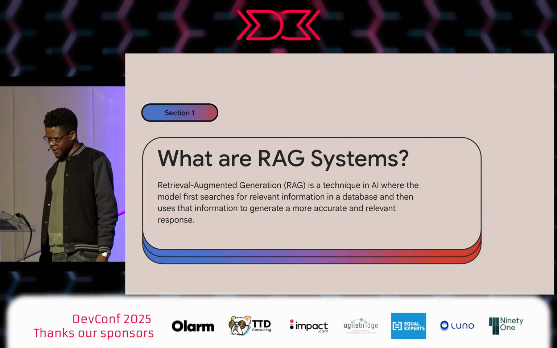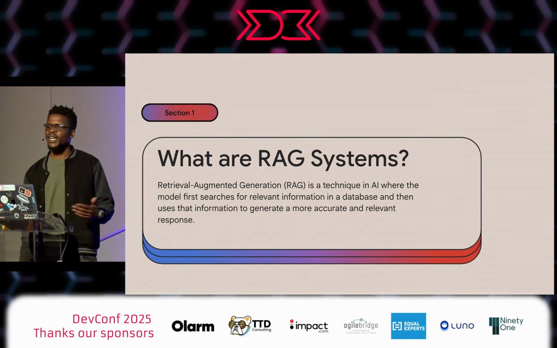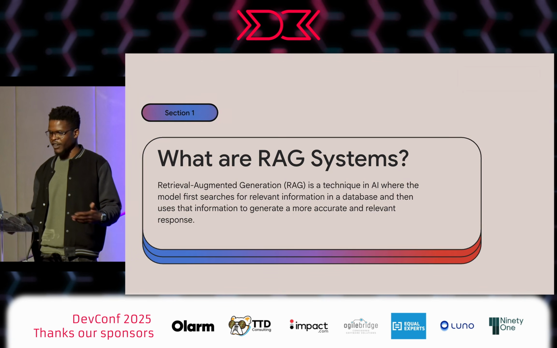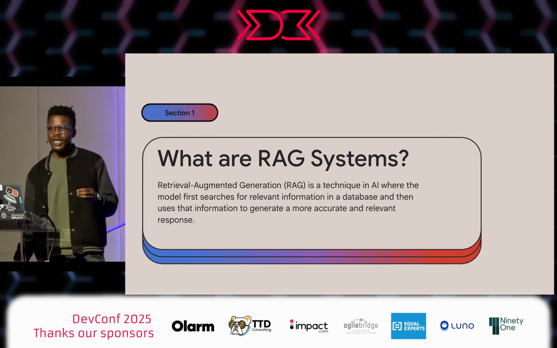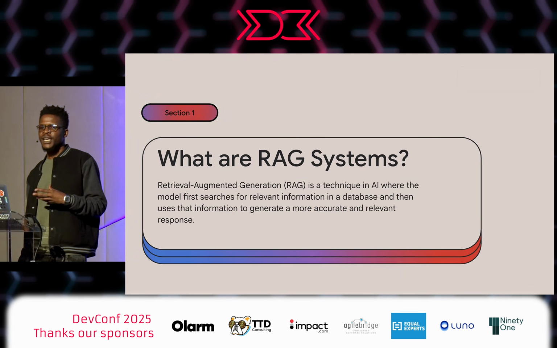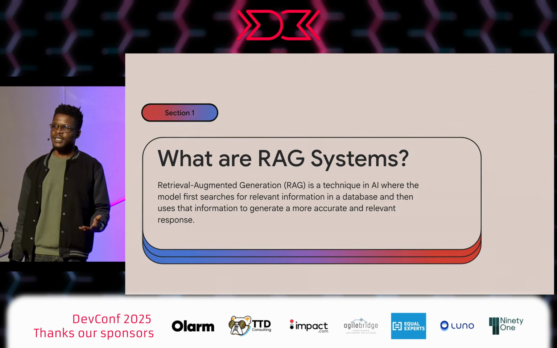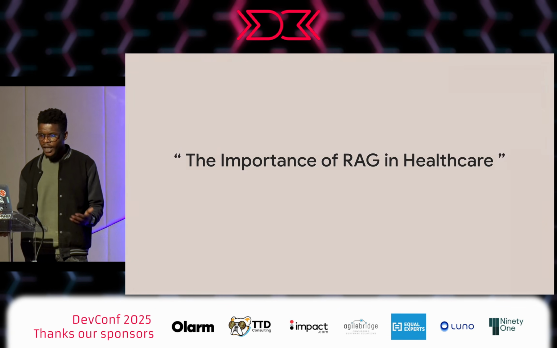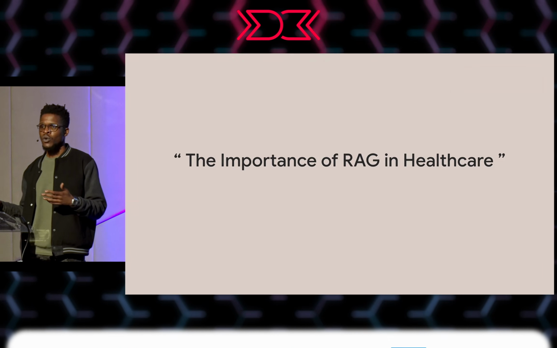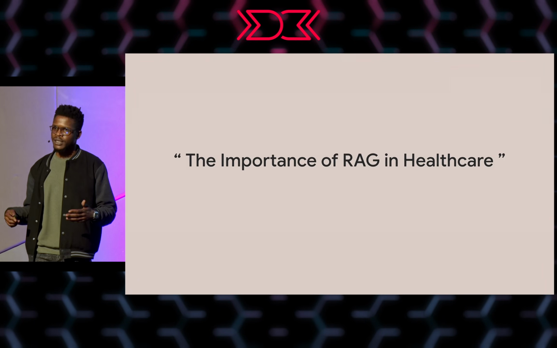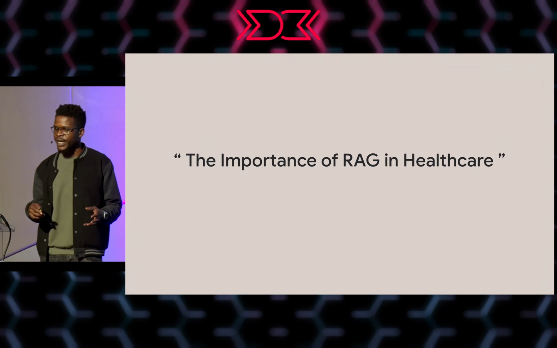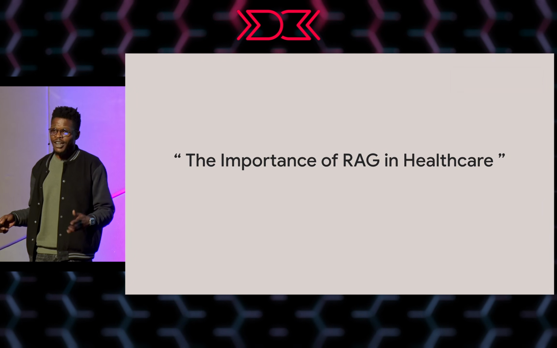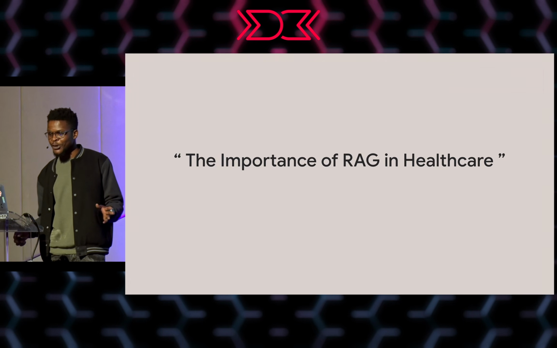So what are RAG systems? This is just a technique where we are searching for relevant information in a vast database of information, and our RAG systems are able to go and pick the most relevant information, pass it to our LLMs, and then text is generated in a manner understandable by human beings. So we take the relevant information, pass it into the LLM, we get a response.